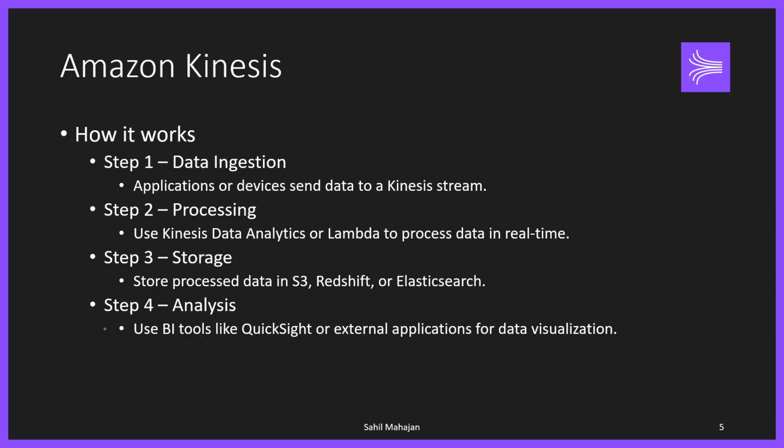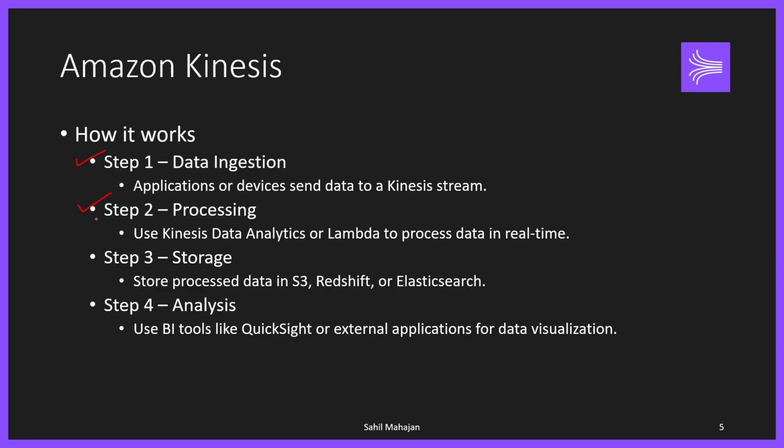So how does Amazon Kinesis work? We're going to take a very quick overview. Step one is data ingestion, where you ingest data into an Amazon Kinesis stream. This data could be anything: logs, metrics, network traffic, data from IoT devices, or video streams, anything basically. So your first step is going to be ingestion of data.